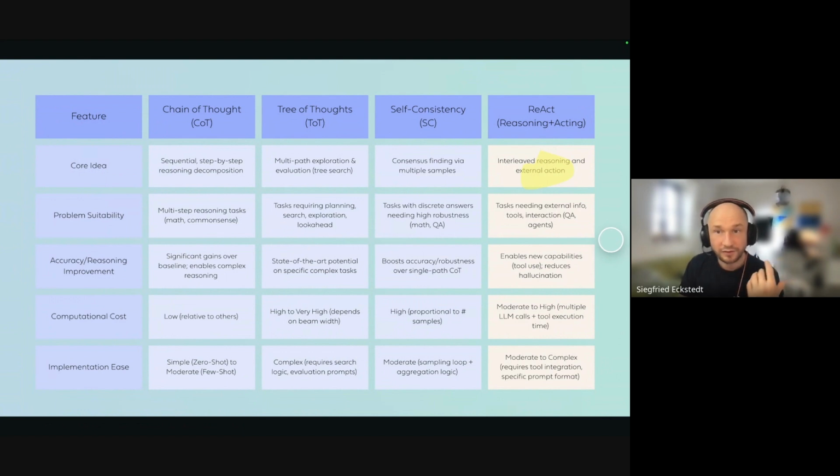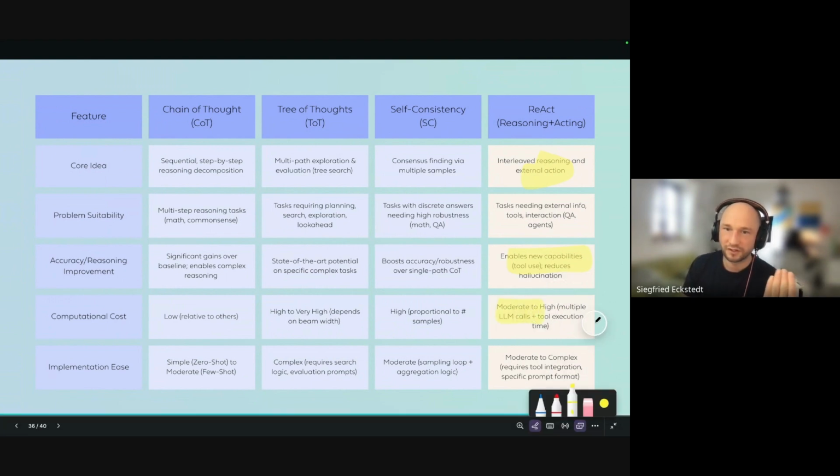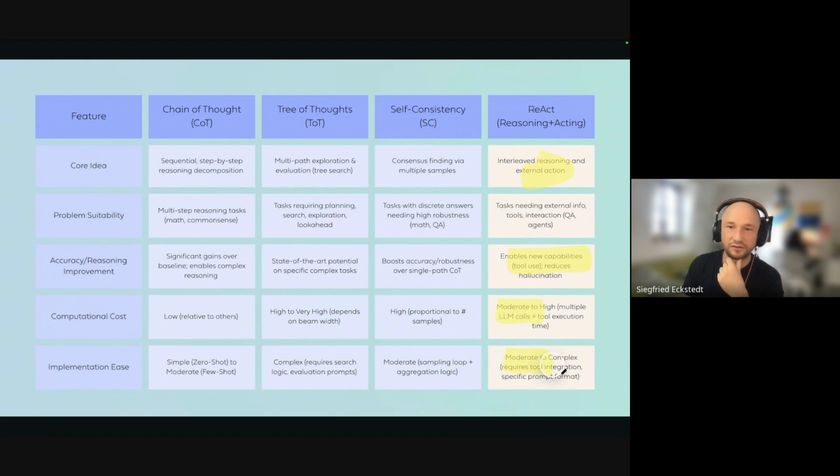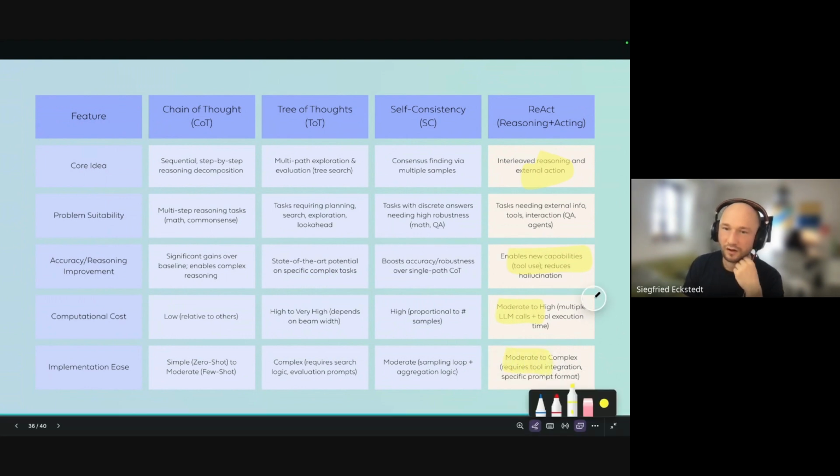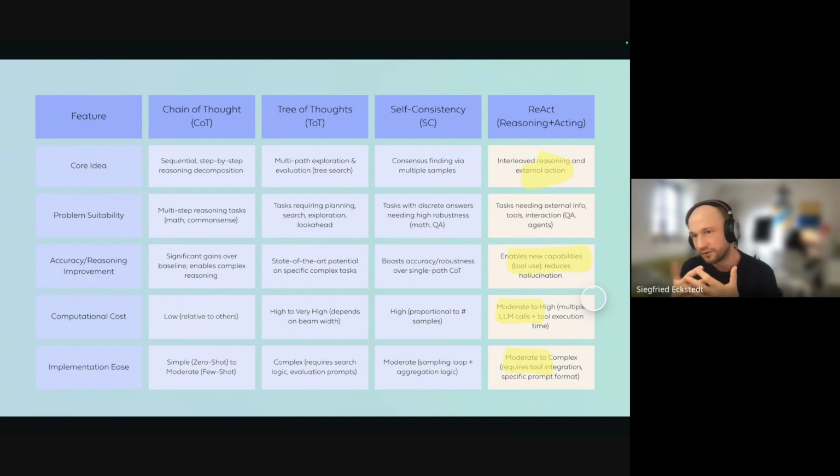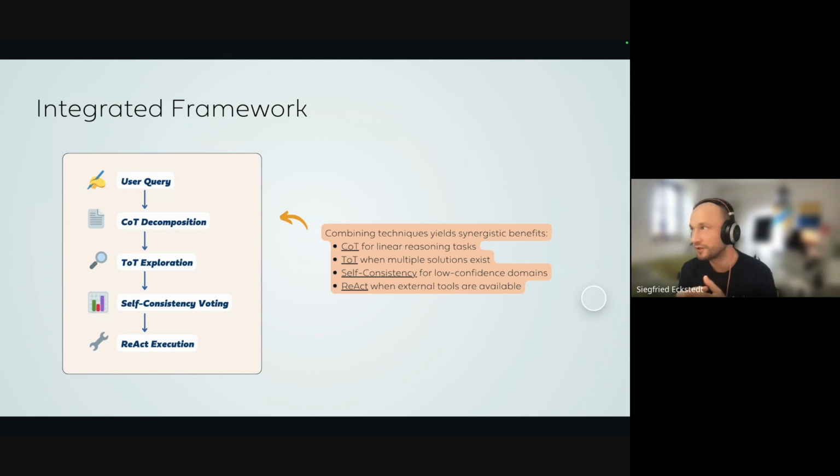It enables basically new capabilities. I would want to highlight that as well, tool use. And in that regard, it drastically reduces hallucination. In terms of how the model doesn't need to do a lot more work than calling a tool, it's actually also, in terms of the computational cost, relatively moderate. And it's also, in terms of implementation, not so hard, which is also why with agents now, it's such a big topic.